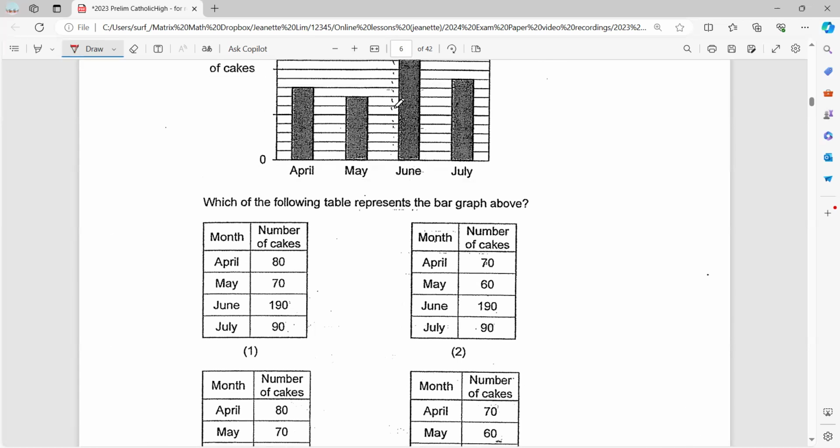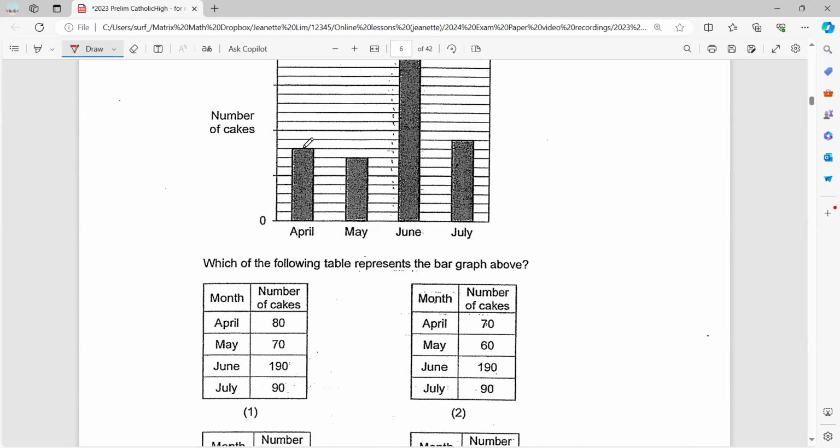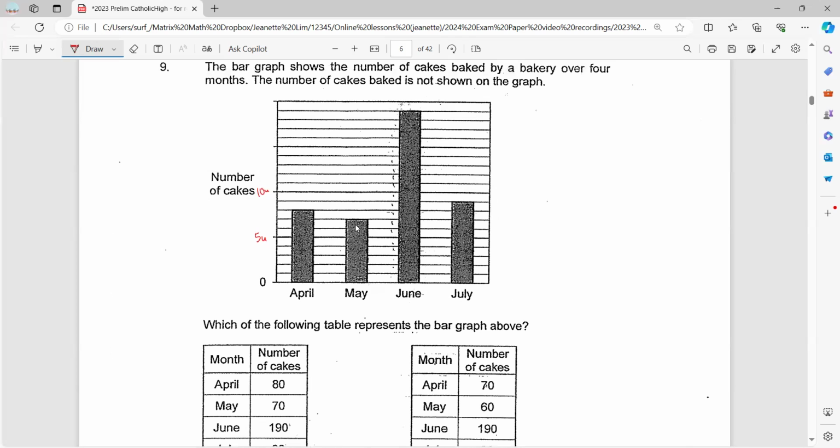Okay, how about the least? The least is May. If you compare, May is the least. Oh, okay, all these show May is the least. Now maybe let's count the units, okay? So let's say every one gap is 1 unit. So this is 5 units, this is 10 units, 15 and 20.